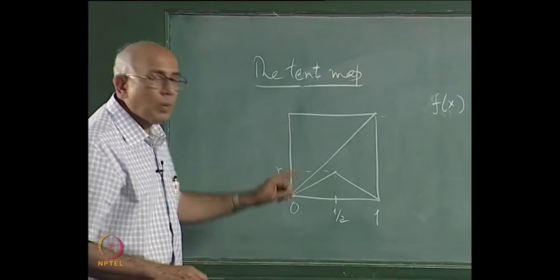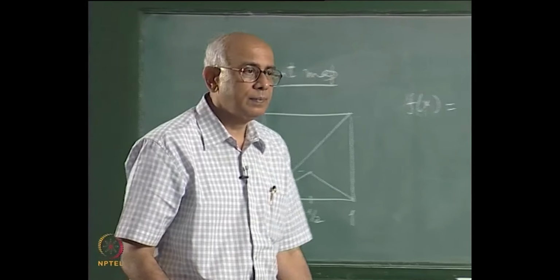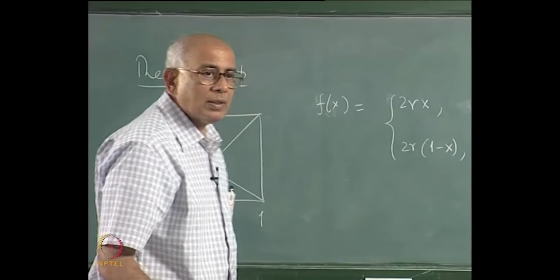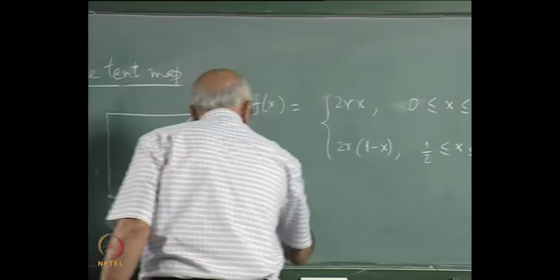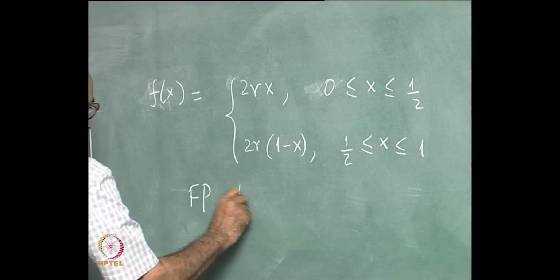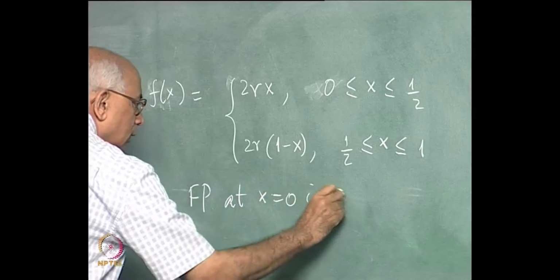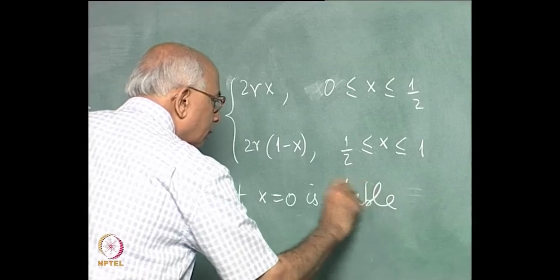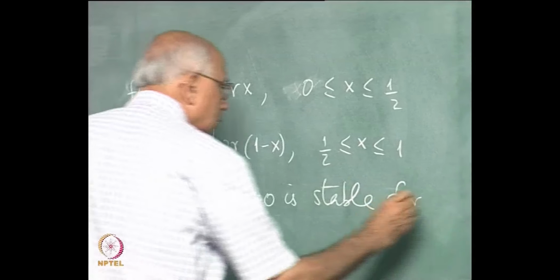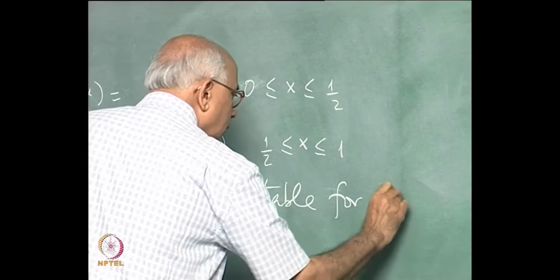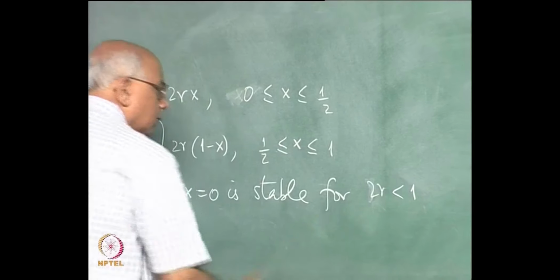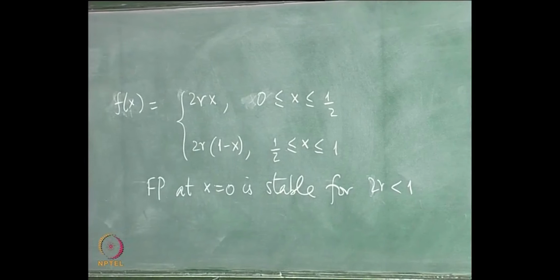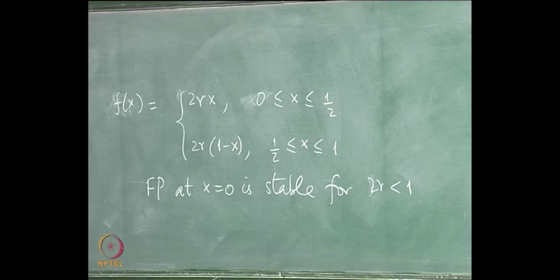So when is this fixed point stable? When 2r is less than 1. So the fixed point at x equal to 0 is stable for 2r less than 1, or r less than a half. What happens at r equal to a half?